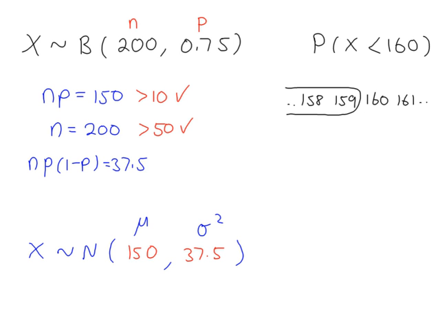So applying the continuity correction, P(X less than 160), so we want 159, 158 and so on. We don't want 160. The boundary in between what we want and what we don't want is 159.5. So in the normal distribution, we work out P(X less than 159.5).